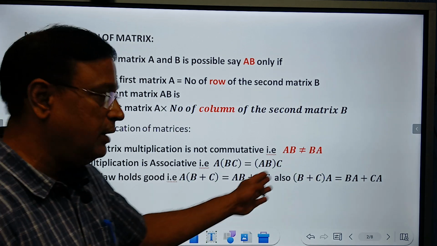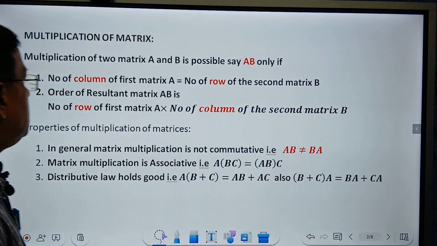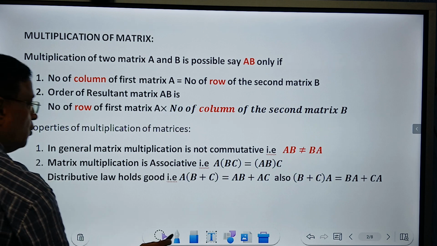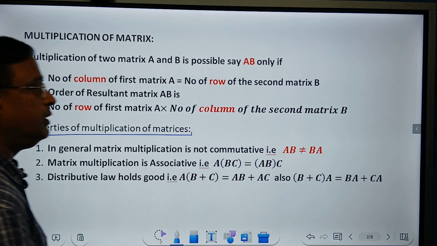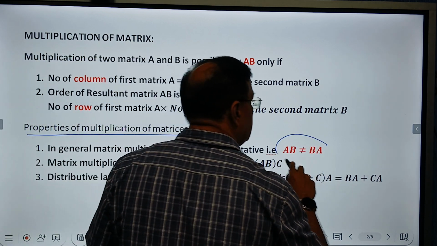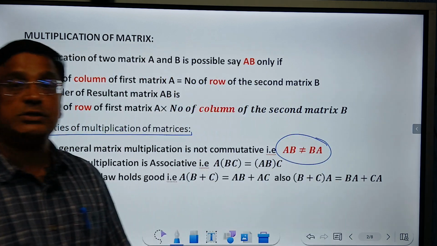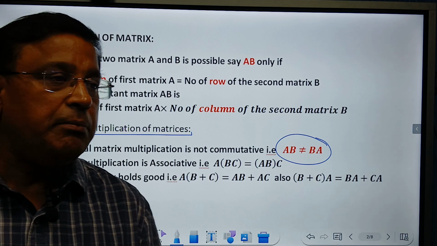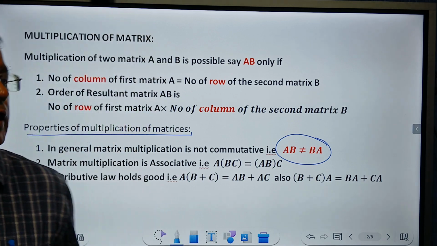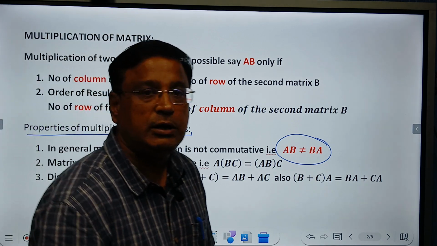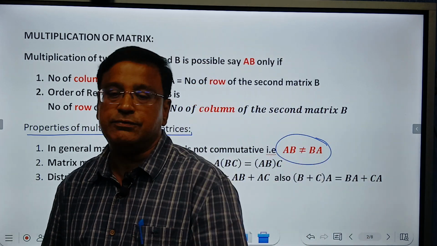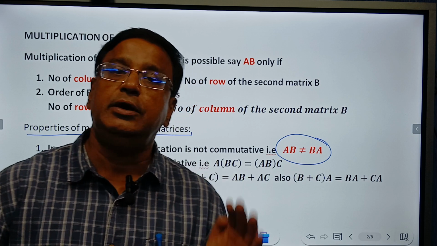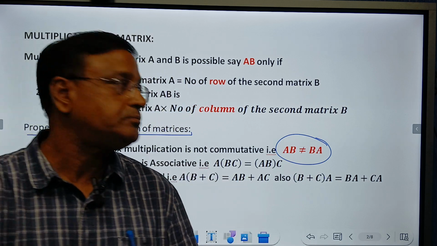How to multiply, I'll do shortly. But there are some properties you should know in multiplication. First of all, a very, very important property: matrix multiplication is not commutative. AB is not equal to BA. So you can't take it for granted whether you multiply A with B or B with A. AB is different, BA is different. In general, AB not equal to BA.